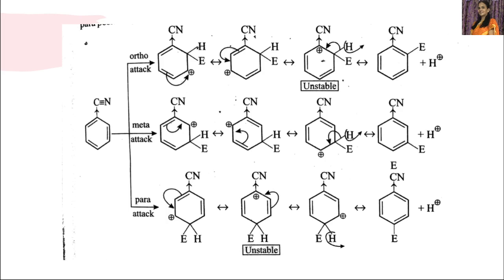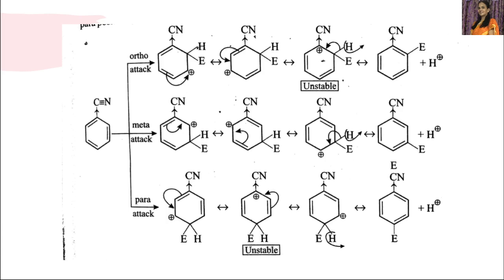Therefore, substitution at the meta position is preferred whenever the cyanide group is present on the benzene ring as the first substituent. Okay, now let's consider the para attack. It is similar to the ortho attack. See, at the para position, the electrophile forms a sigma bond with this particular carbon.